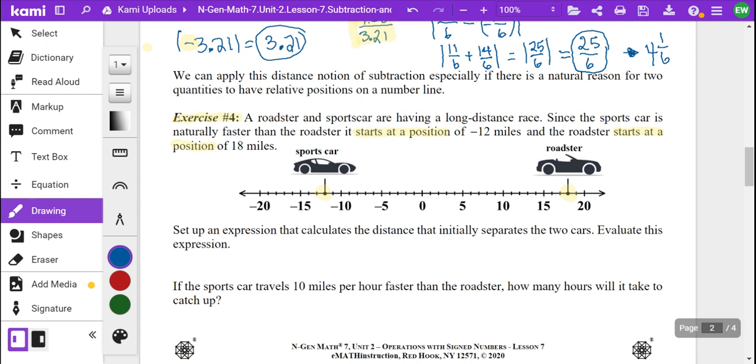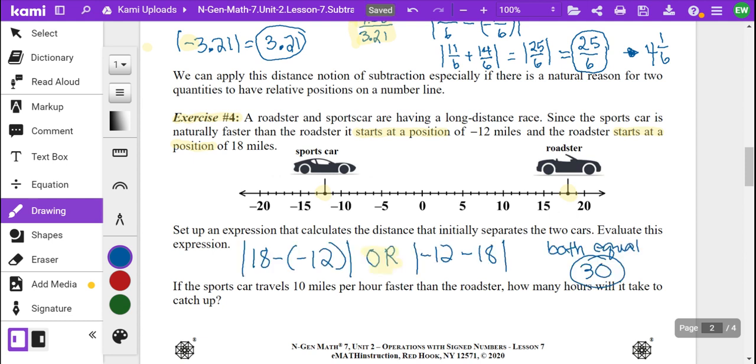So I want you to write an expression. The video is going to pause and you're going to have a question. Hey, you could have written this expression 2 different ways. Pretty cool, right? So I have negative 18 minus negative 12, the absolute value. Those two negatives turn into a positive, so 18 plus 12 is 30. Or I have negative 12 minus 18. So that's the same as negative 12 plus negative 18, which is negative 30. But I have the absolute value, so that is also 30.